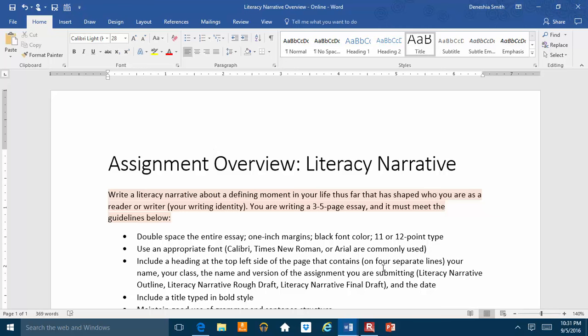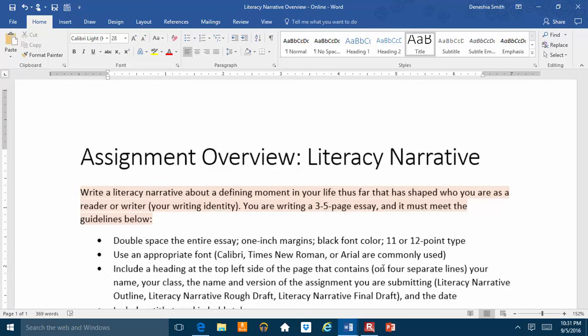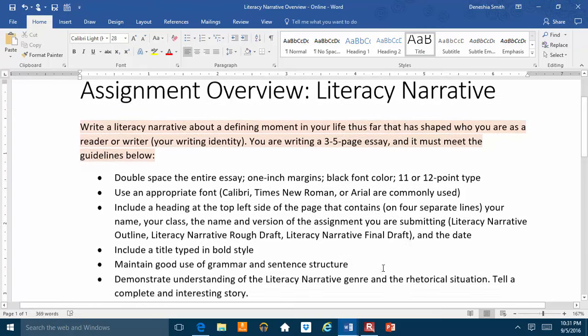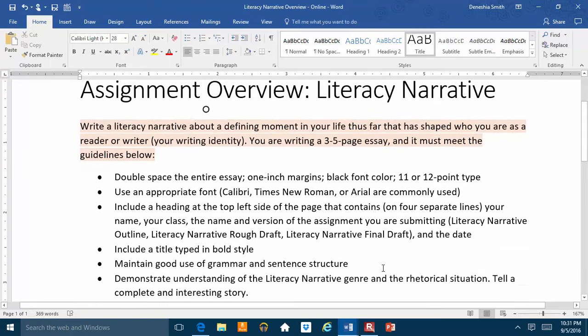I will put this document in Word format in your D2L, but I wanted to talk through it with you just a little bit. What you're doing is writing a literacy narrative about a defining moment in your life thus far that has shaped who you are as a reader or writer.